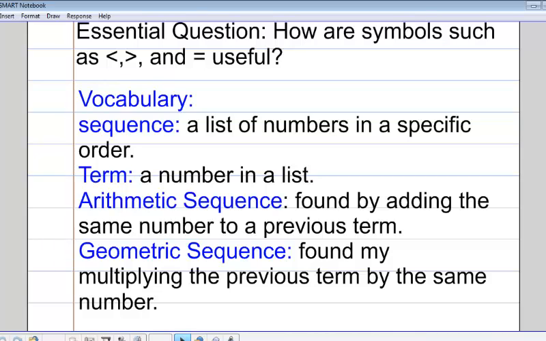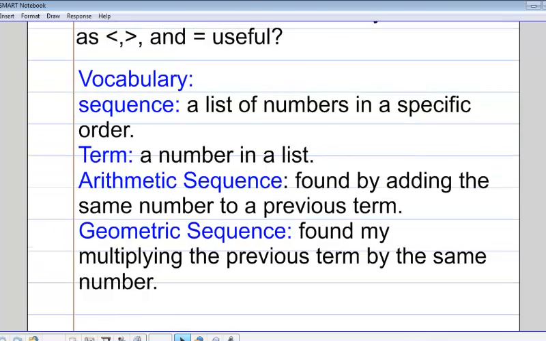A sequence is a list of numbers in a specific order. Each number in the list is called a term of the sequence. Arithmetic sequences can be found by adding the same number to the previous term. In a geometric sequence, each term is found by multiplying the previous term by the same number.